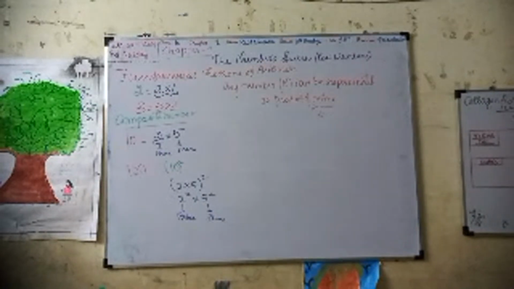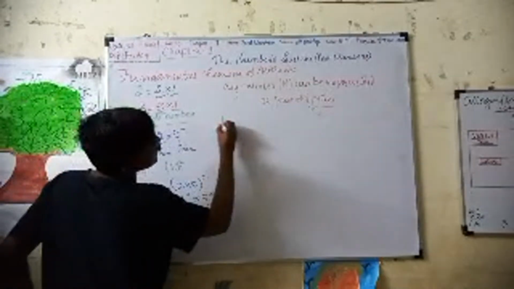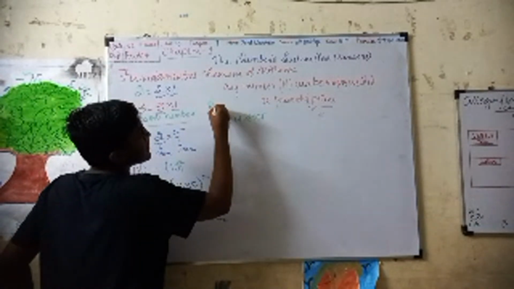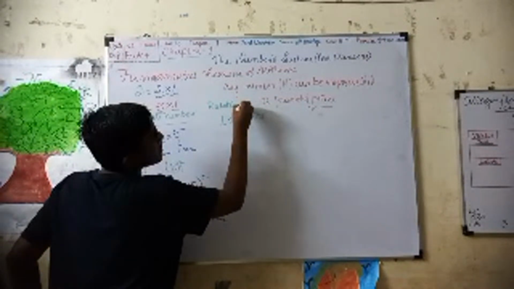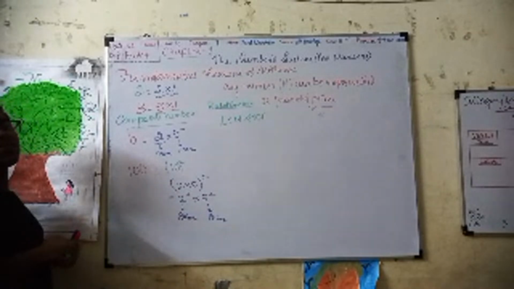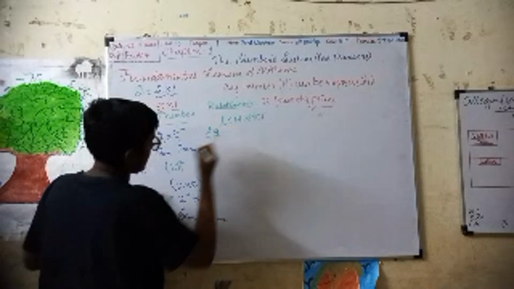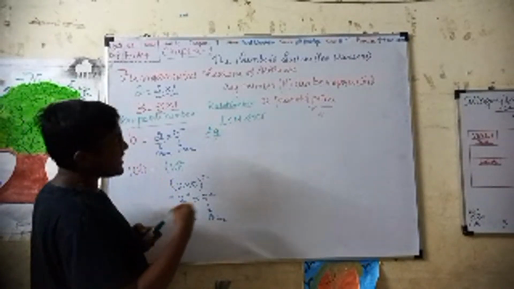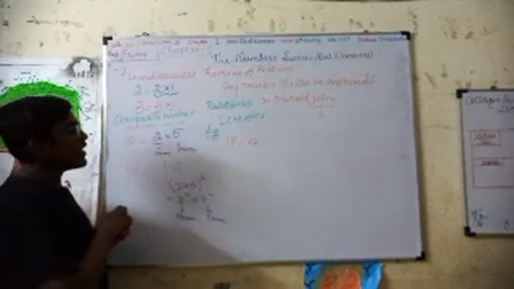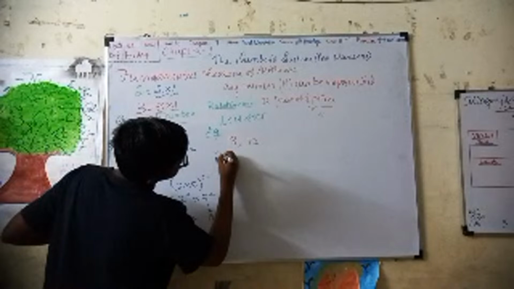Next, LCM and HCF: the relation between LCM and HCF of given two numbers. I am not going to take any alphabets and confuse you. We are going to see an example first with real numbers. So let us take 18 and 12. Now find HCF and LCM.